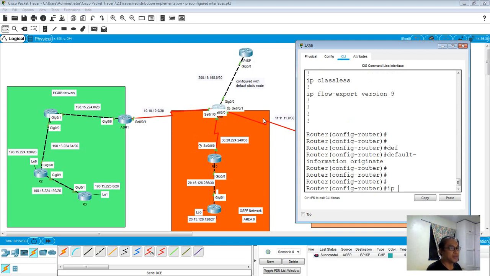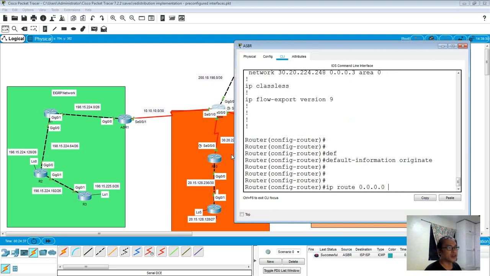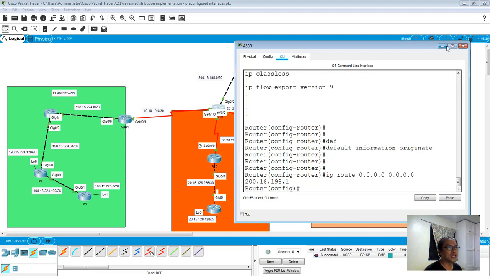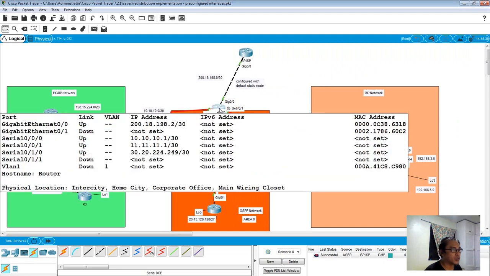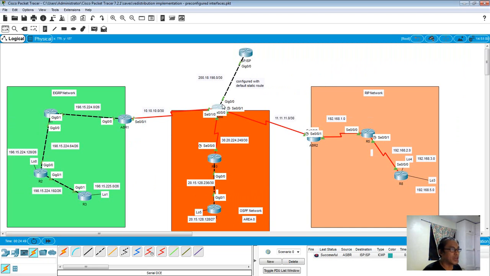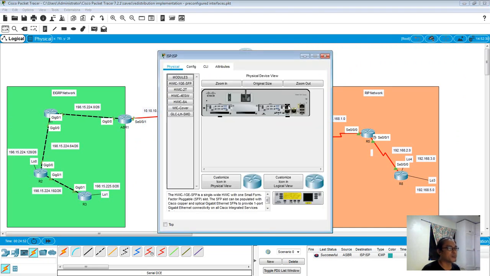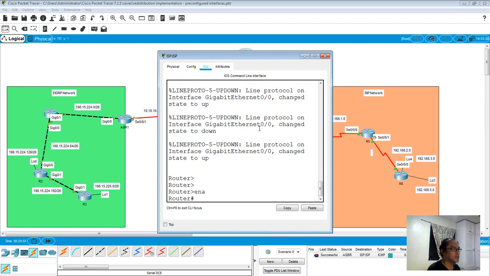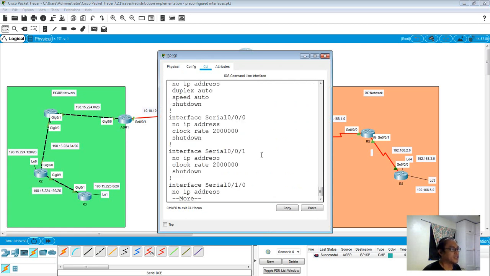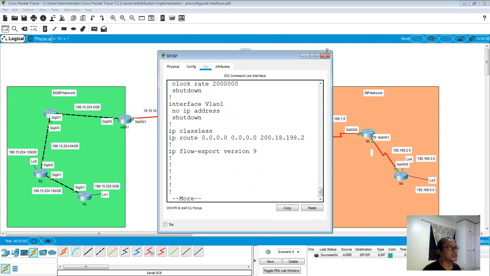So we're going to create a static route first: ip route 0.0.0.0. That's why this is the default, because there is no specific target. So any IP address with any subnet mask, and our gateway or next hop will be 200.11.198.1. Once all the packets pass through this router, they automatically go to the ISP, because it is a default route. So let's inspect if this router has an IP route already. Enable, show run.